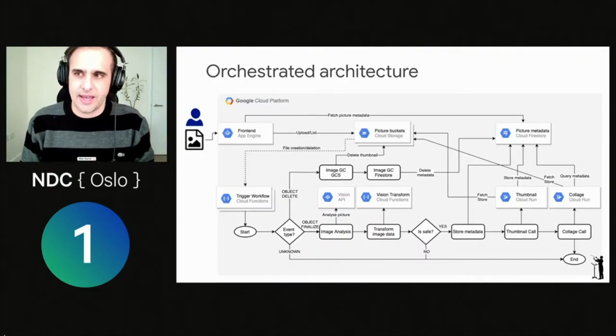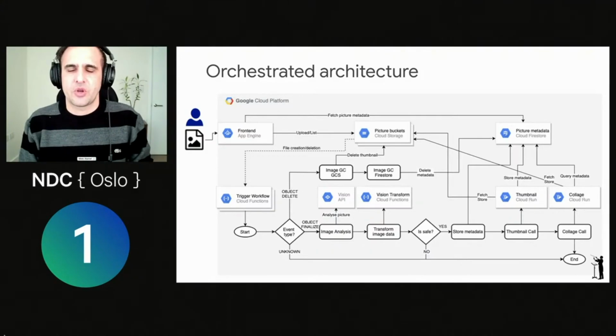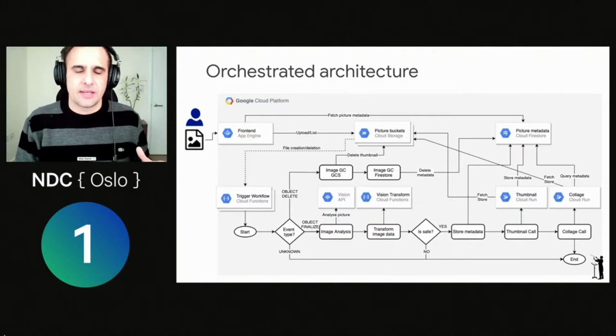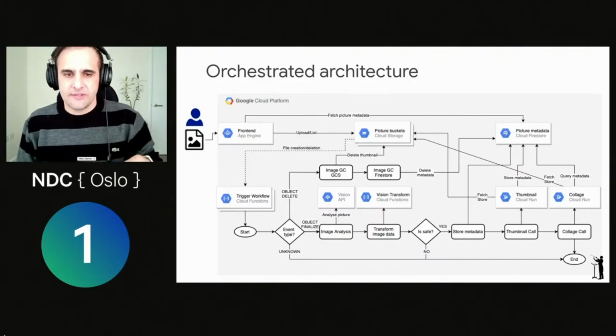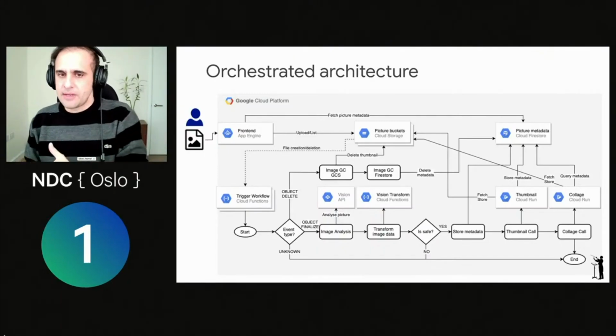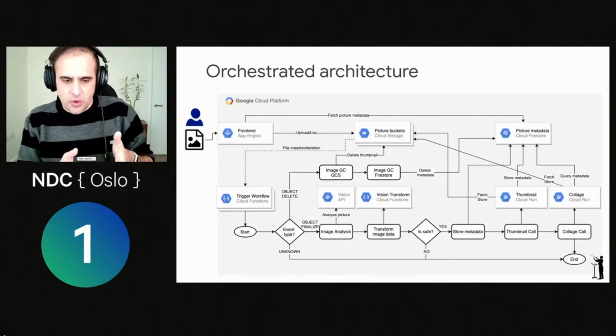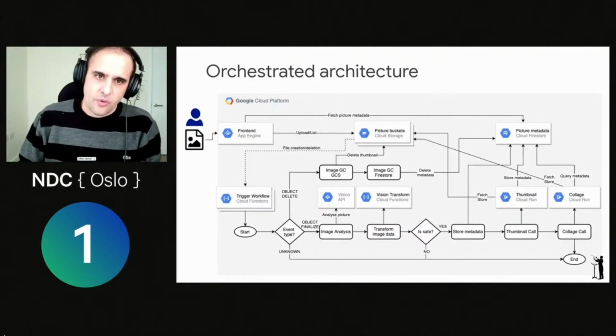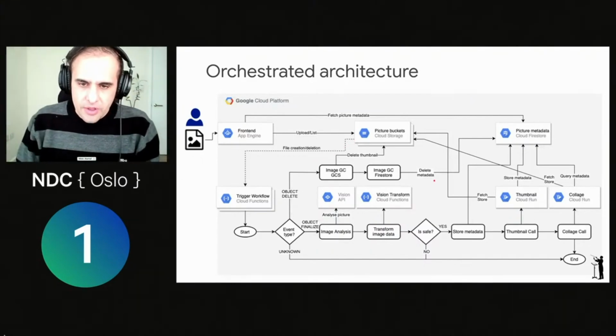So when workflows came along at the beginning of this year, we said, okay, let's just take this and try to orchestrate it. Because when you think about it, we don't need the flexibility of full eventing. We want the user to upload the picture, and that triggers an event. And from then on, what needs to happen is actually quite clear, and it needs to happen in a certain order. So we did that with workflows, and this is the architecture that we came up with.